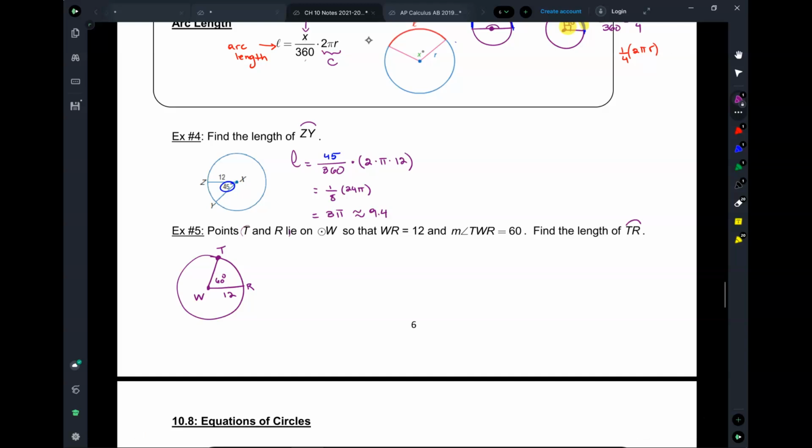So I know those arc symbols are disappearing, but on your worksheet, on your homework, and on your test, it'll all be clearly there. So we need to find the length of TR. This is the length that I need to find. Okay, so L is equal to the central angle, which we said was 60 degrees, over 360 times 2 pi r. So 60 over 360 is 1/6 times 24 pi again. They're not all going to be 24 pi, I promise. This is 4 pi, which is equal to 12.6.